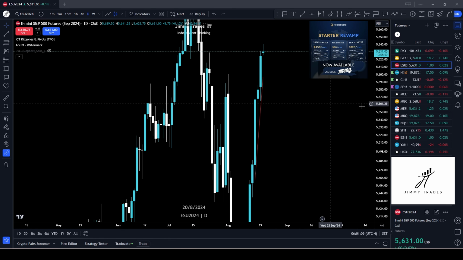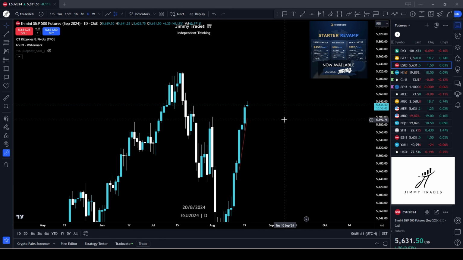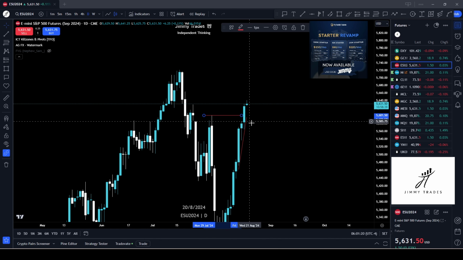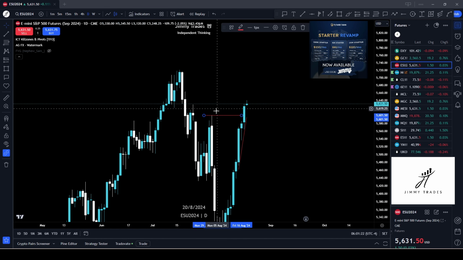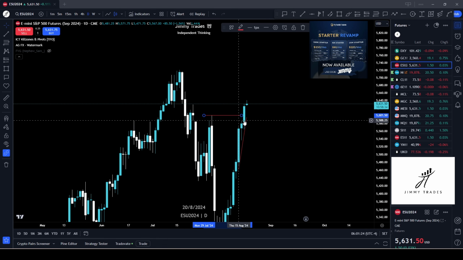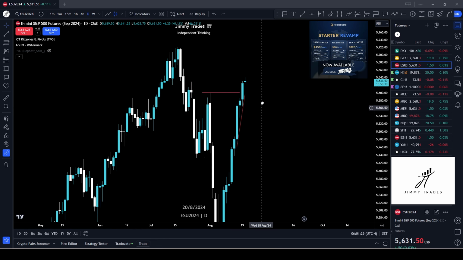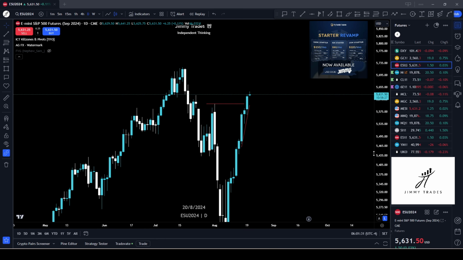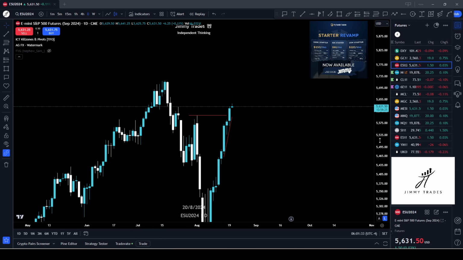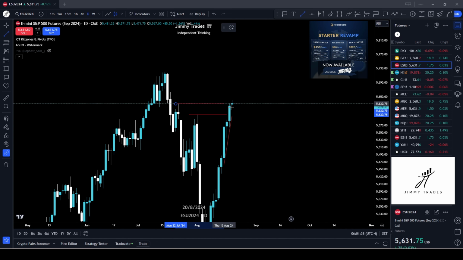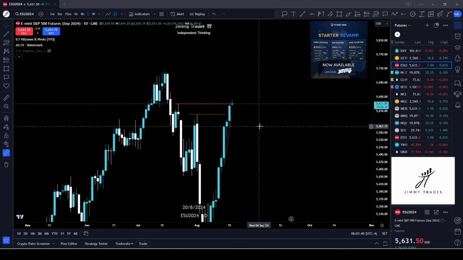ES on the daily is going to tell the same story. Strong close above. We already filled the gaps here. Strong close above. ES has definitely been the stronger asset. We're at a swing point. So we're at external.